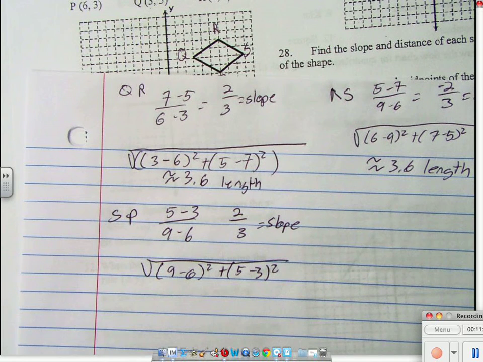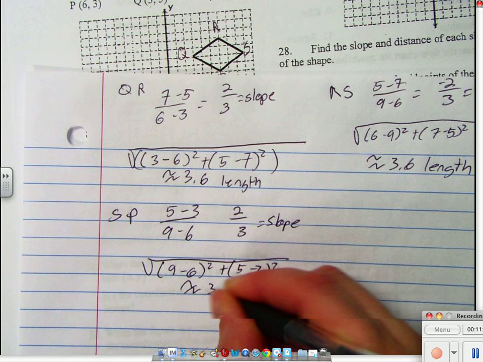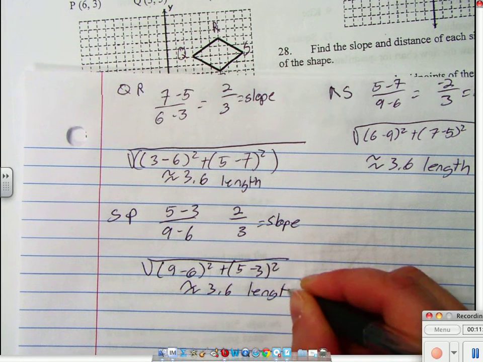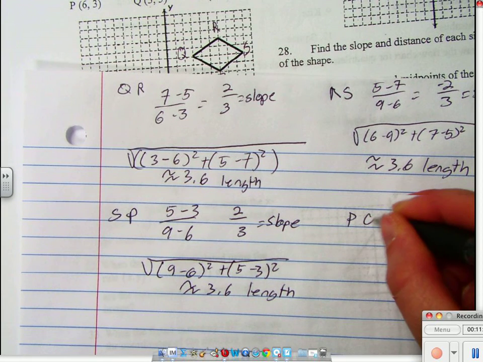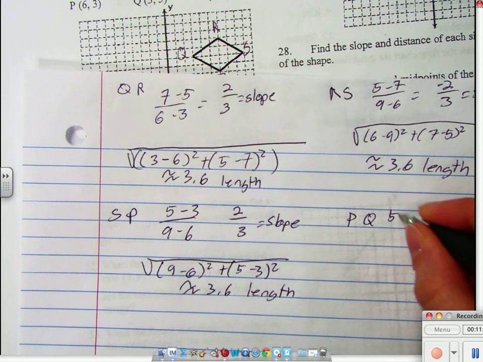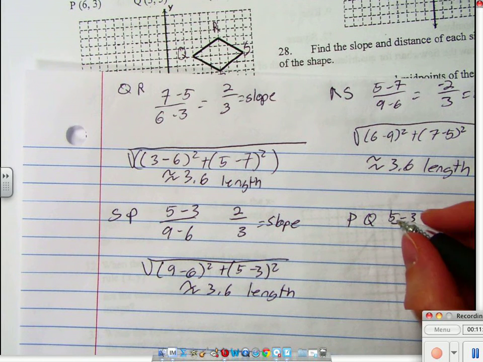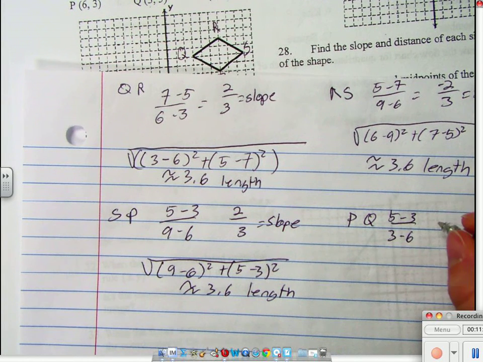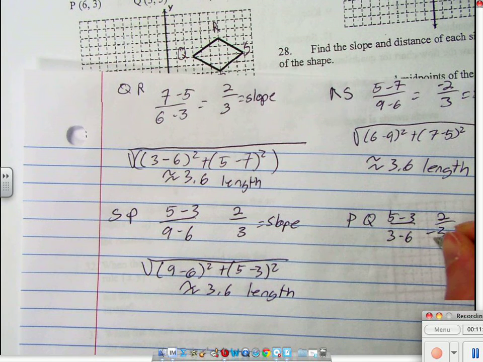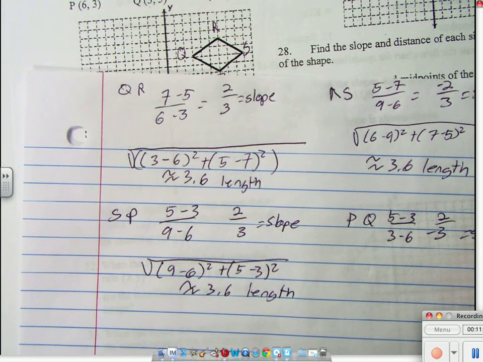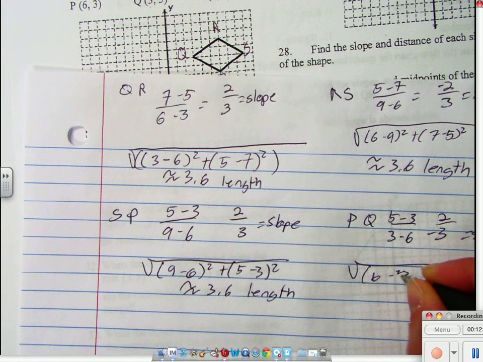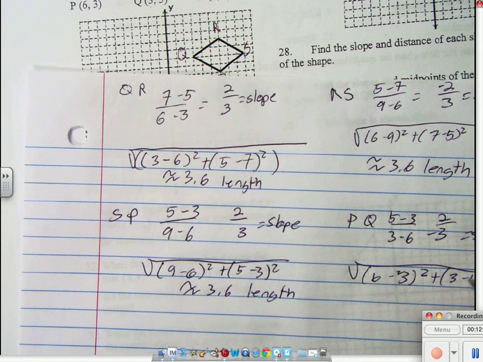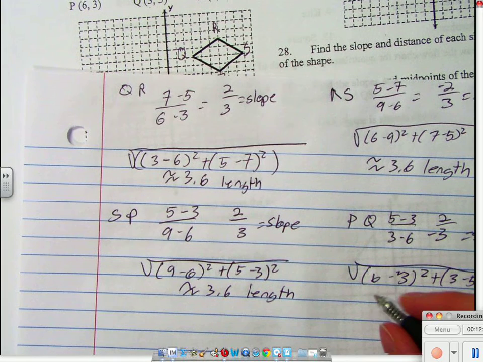And I get approximately 3.6. One more, guys. We are going to do P to Q. So that is 5 minus 3 over 3 minus negative 6. So 5 minus 3 is 2. 3 minus negative 6 is 9, so negative 2/9. That's my slope. Okay, and my distance is going to be 6 minus 3 squared plus 3 minus 5 squared. And that's going to be approximately 3.6.